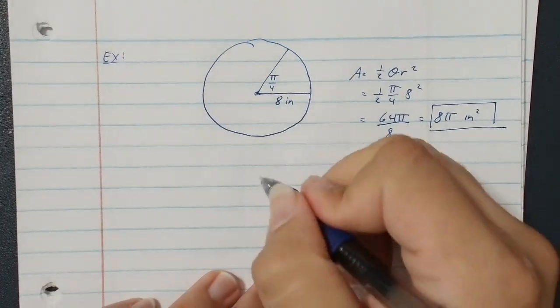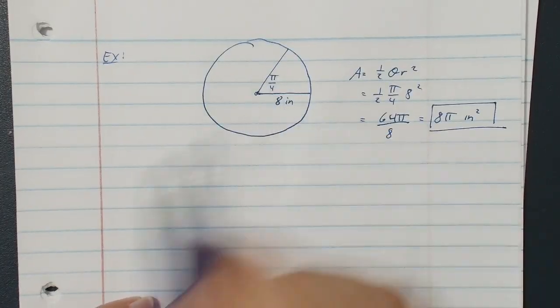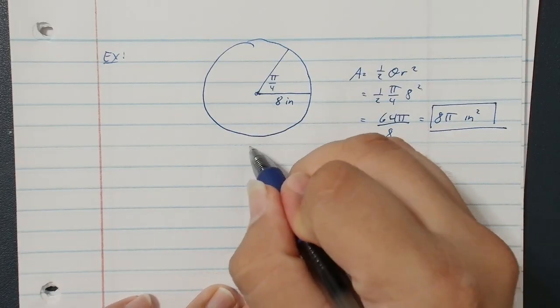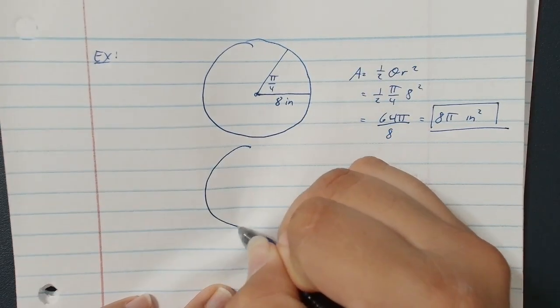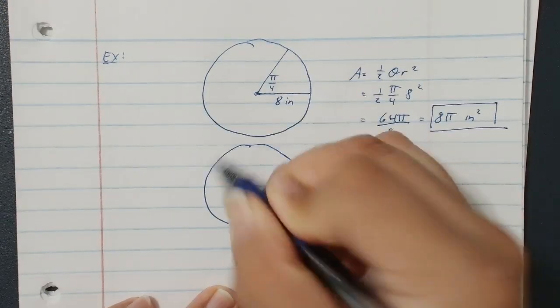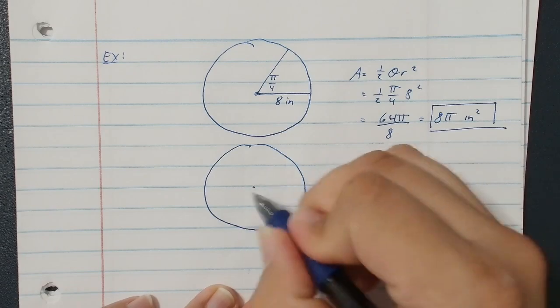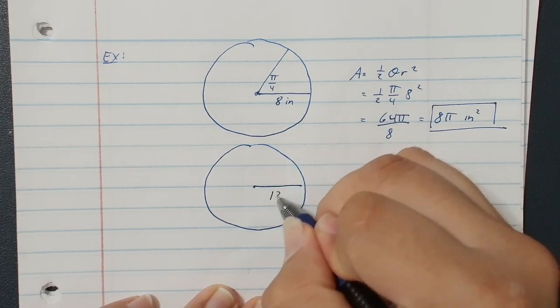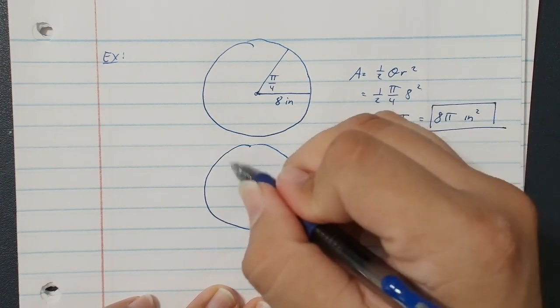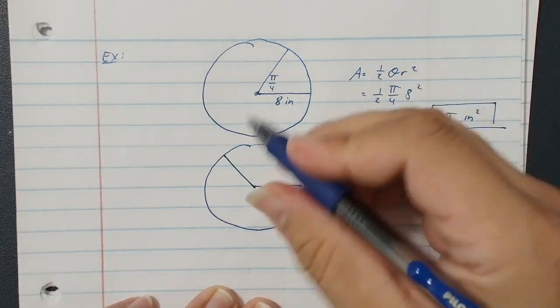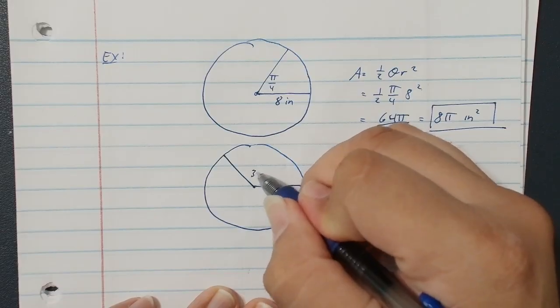This does work just fine in degrees. You just have to convert to radians first. If it's not in radians when you plug it into your formula, that just won't work, because this formula depends on having theta in radians. So here I can have a 12-inch slice, and I've got an angle of, let's do 3 pi over 4.